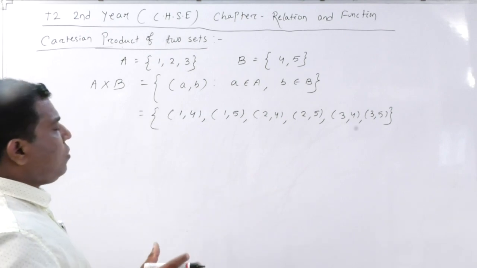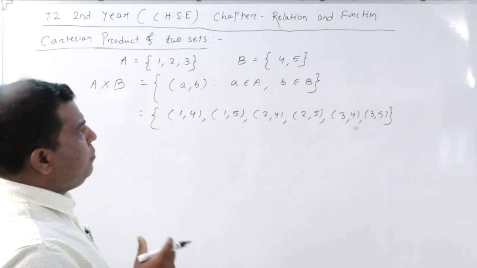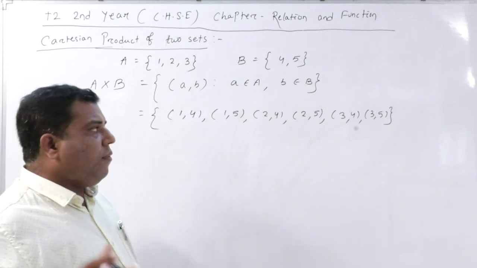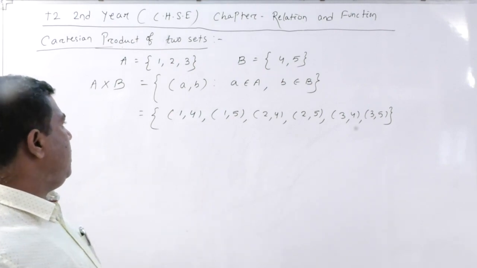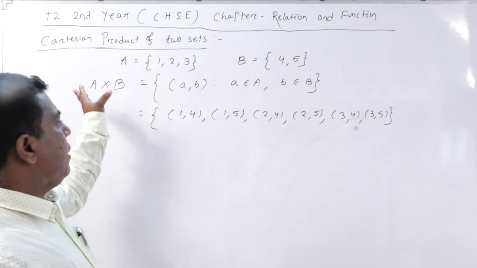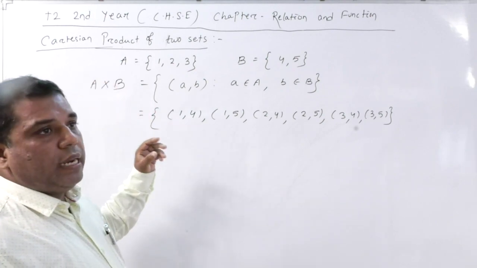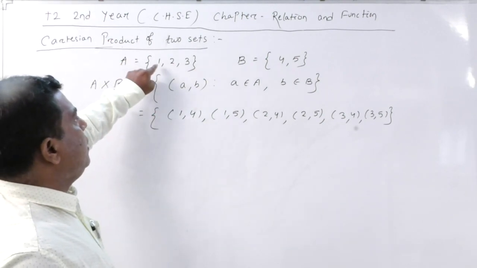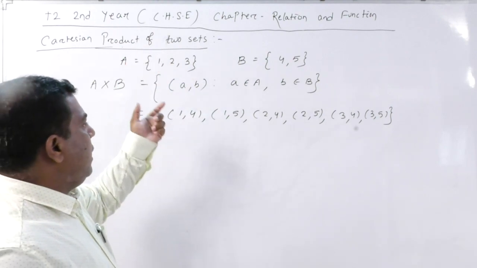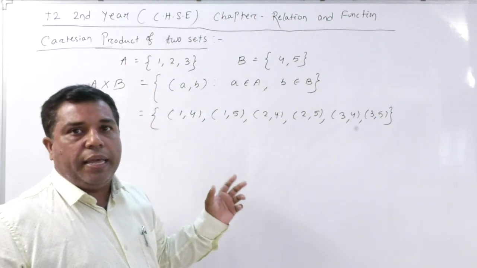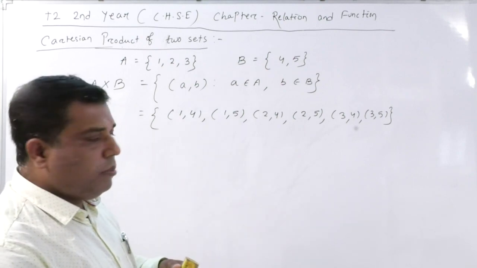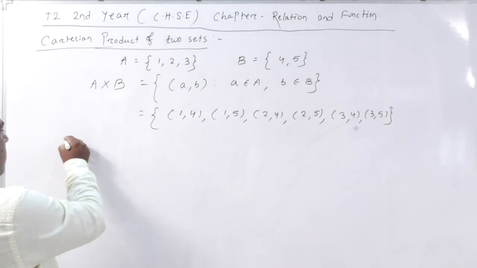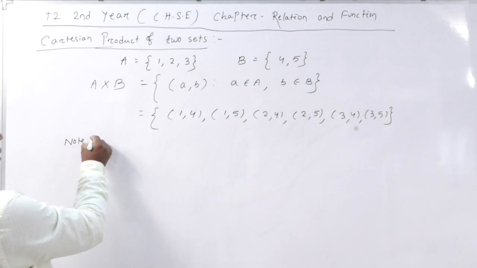Now, we will move to some of the observations of A cross B. One observation is, A cross B consists of ordered pairs, not written in the form of single elements. It contains the elements in the form of ordered pairs. So I am going to tell you some of the observations of A cross B.